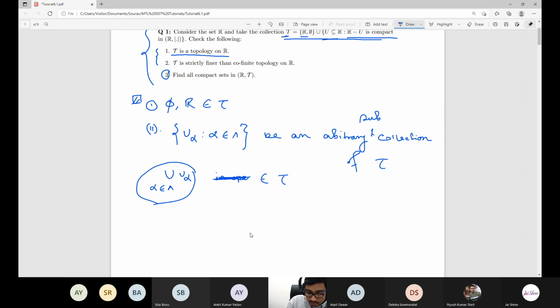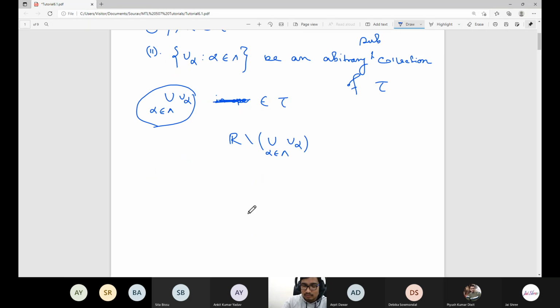To prove that this union is in tau, you have to prove that R minus the union of U alpha is compact. It's equal to the arbitrary intersection of the complements, U alpha complement. Given that each U alpha complement is compact, and we know that an arbitrary intersection of compact sets is compact, this is then compact.